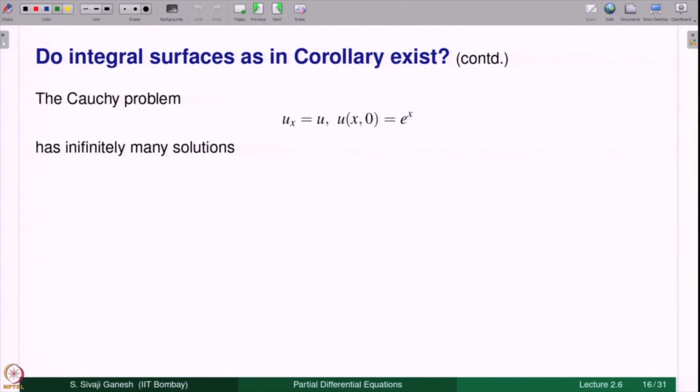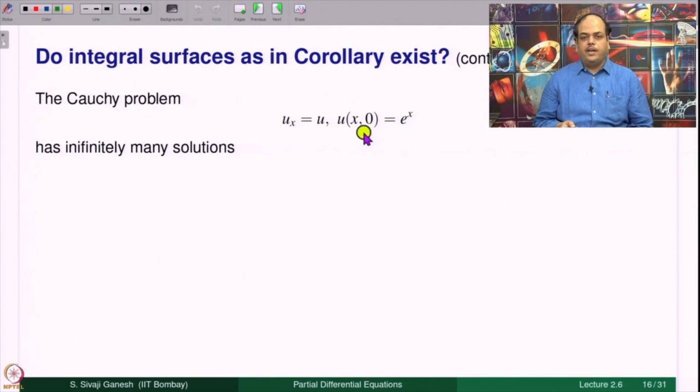Look at this example, u_x equal to u. In this equation we are always considering partial differential equations in two independent variables unless otherwise stated. So, this is a function of two variables x and y, and the equation is u_x equal to u. This is like an ODE in the x variable, and we are given the initial condition u(x,0) equal to e^x. If you want Cauchy data, what is it? x equal to s, y equal to 0, z equal to e^s, s belongs to R.